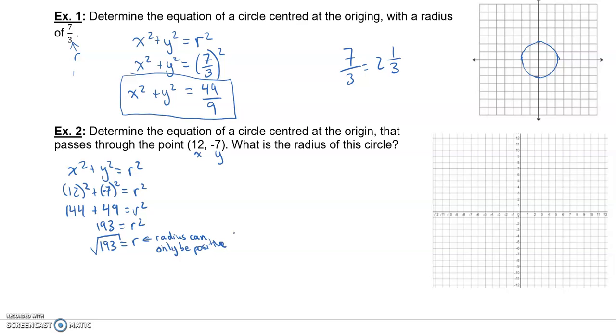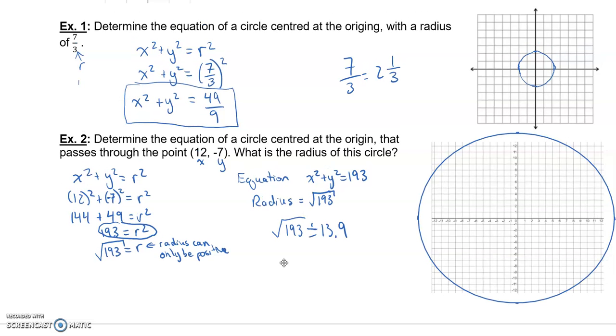So that's the radius of that. And so, determine the equation for the circle. Well, if r squared is 193, the radius is root 193, then we could say the equation is x squared plus y squared is equal to 193, the r squared term. And then the radius itself is equal to the square root of 193.